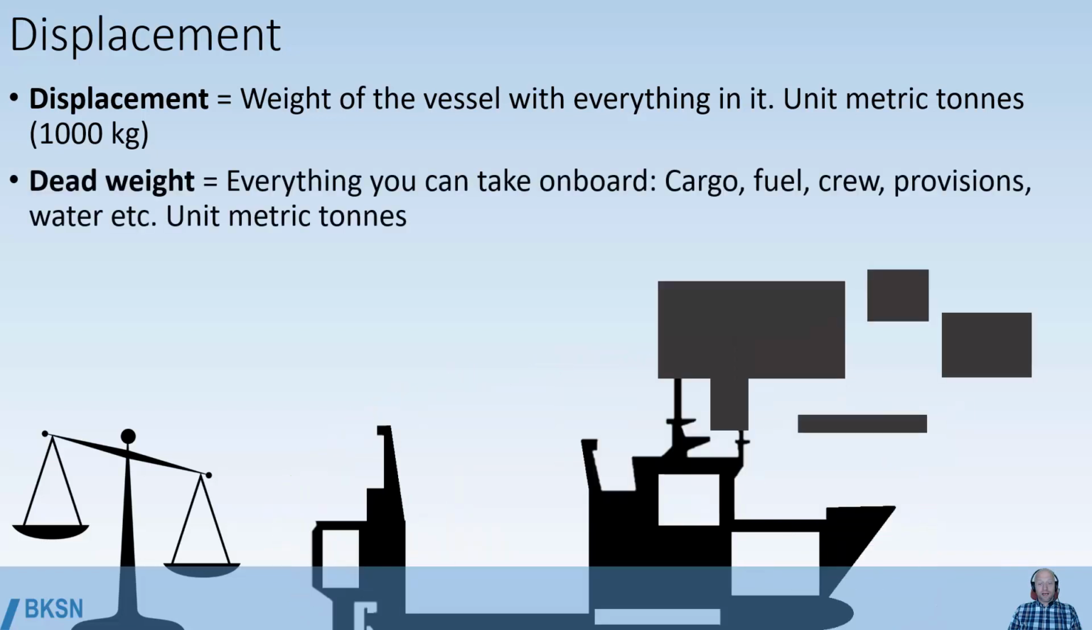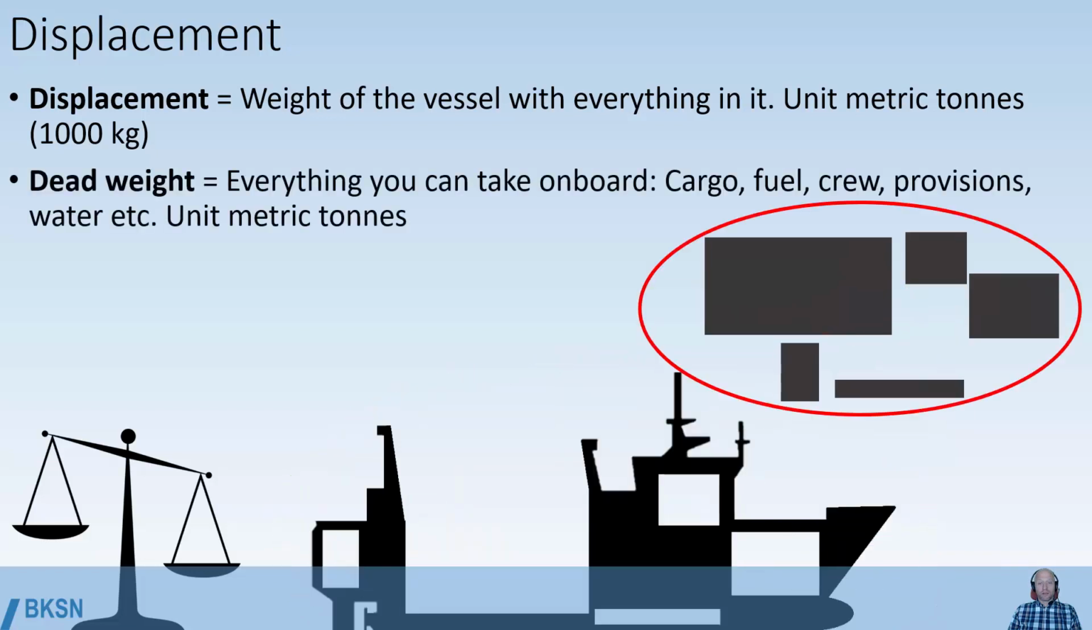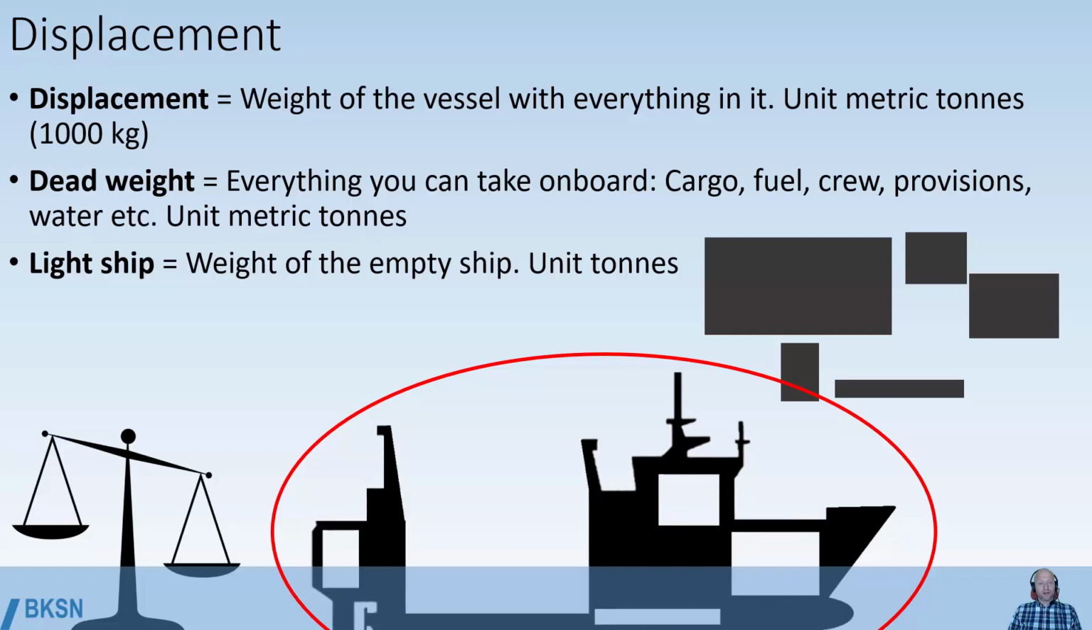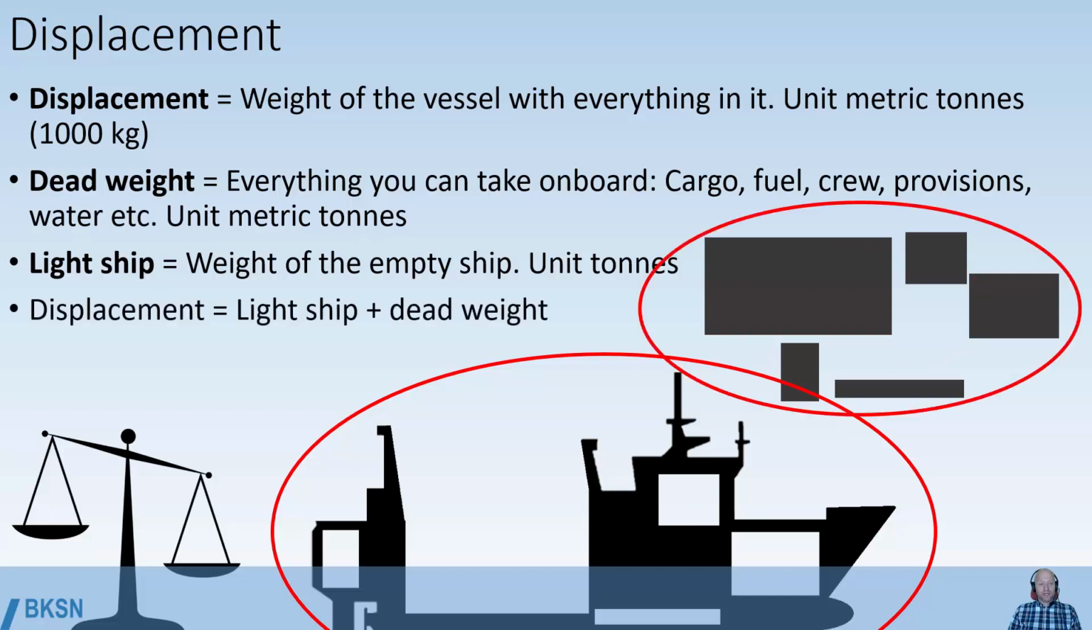Dead weight, that is everything that's not permanently fixed on board the vessel. This means cargo, fuel, the weight of the crew, provisions, spare parts, water, etc. The unit, still metric tons. Light ship, that is the weight of the empty ship. Unit is tons. So we see that displacement equals light ship weight plus the dead weight at any given time.